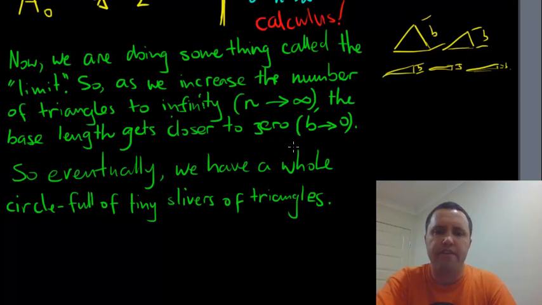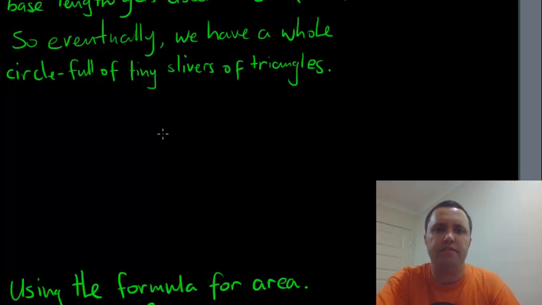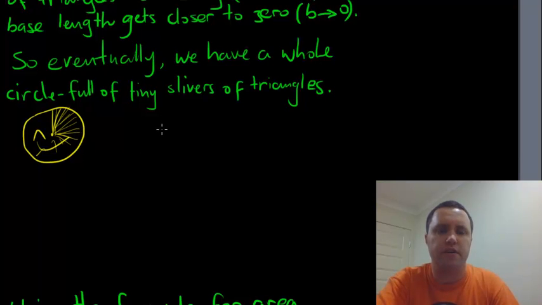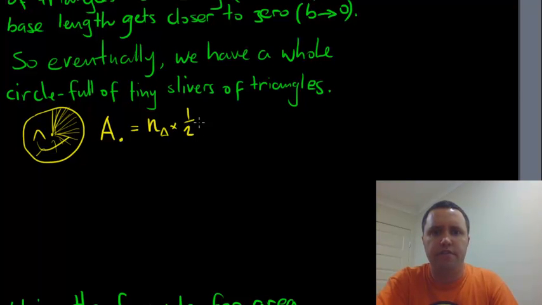So what we have eventually is a whole circle full of tiny slivers of triangles, okay? So here's our circle, and we've got a triangle, triangle, triangle, all the way around, okay? Tiny little slivers of triangles, infinitely many of them. So remember that our area formula was the number of triangles times half of the base times the height.